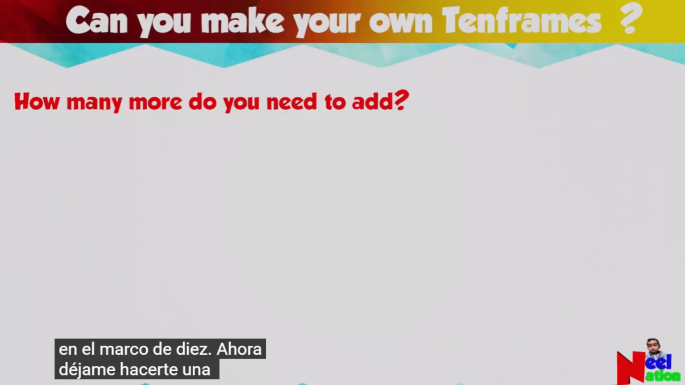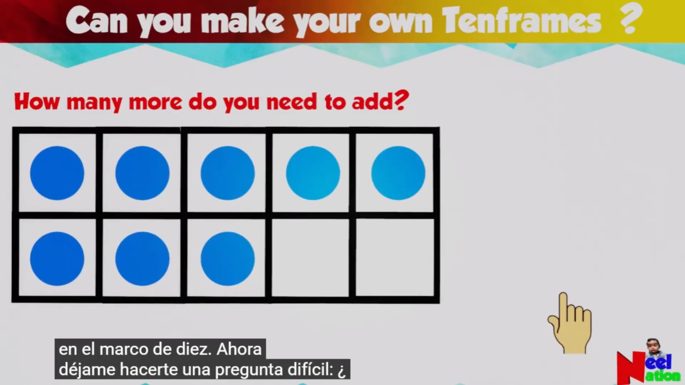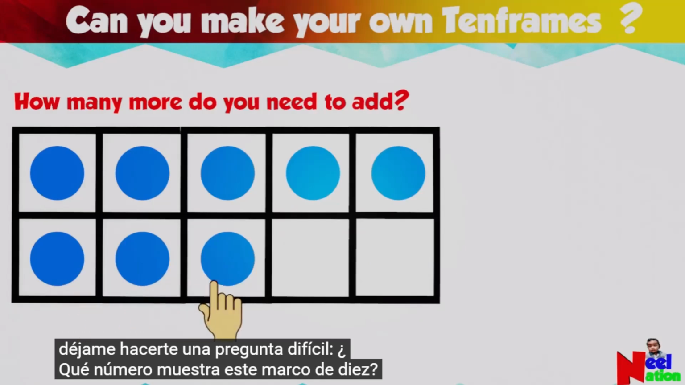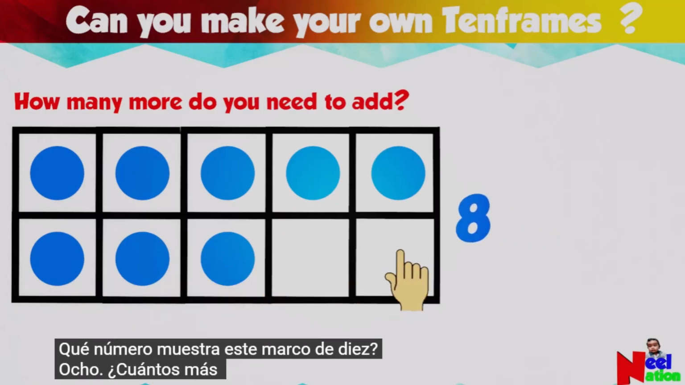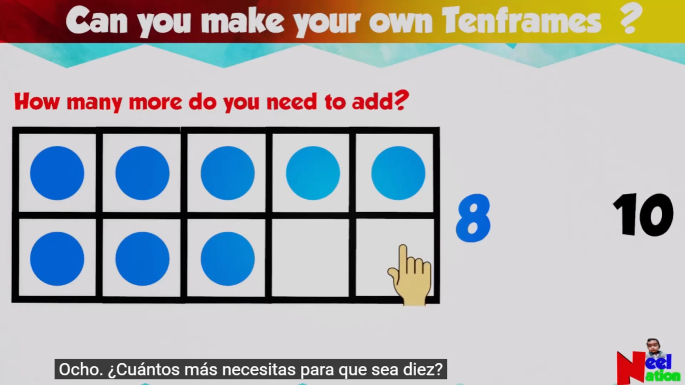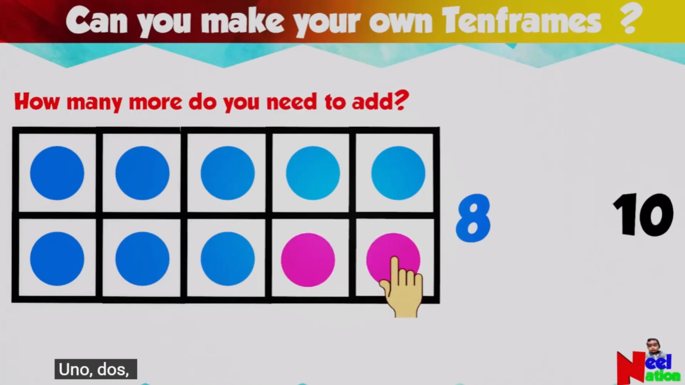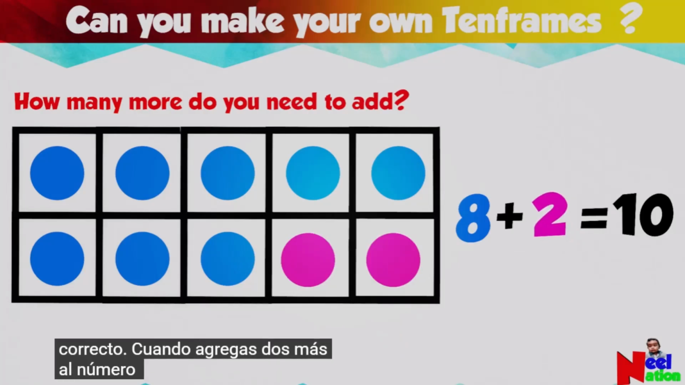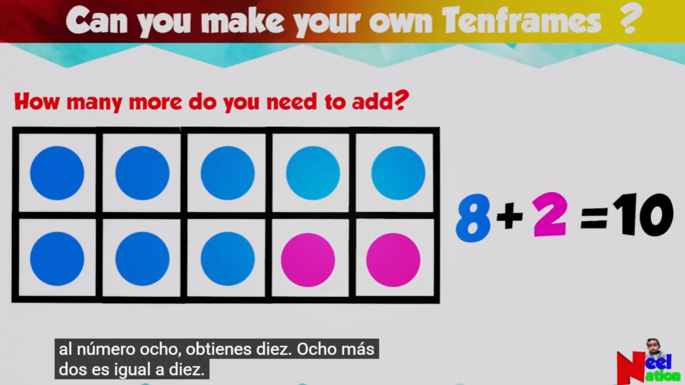Now, let me ask you a tricky question. What number does this 10 frame show? 8. How many more do you need to make it 10? 1, 2 more. That's correct. When you add 2 more to number 8, you get 10. 8 plus 2 equals 10.